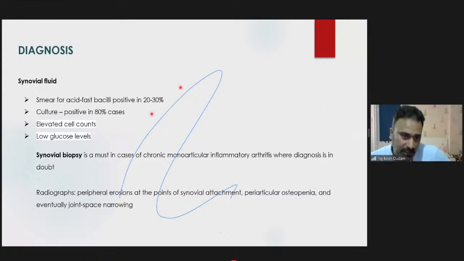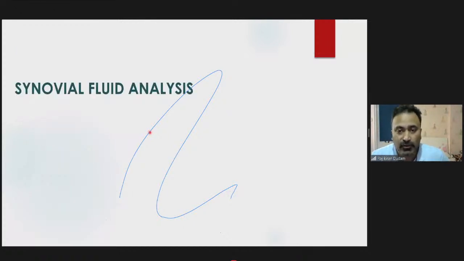Whenever you suspect a tuberculosis monoarthritis, extract the fluid. Anyway, we ask for a gram stain and AFB. The yield for AFB is quite low. Sometimes we send for tuberculosis culture. It might take some time. And very high counts with predominant lymphocytes can point us towards TB. And if you have any doubt, we can get a synovial fluid biopsy.